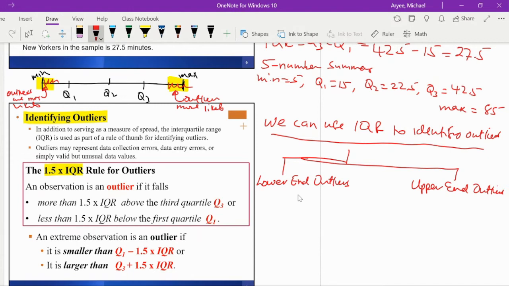Okay, so when we talk about lower outliers, we are talking about somewhere here. When we talk about upper outliers, we are talking about somewhere here. The lower outliers are anything below Q1 minus 1.5 times the interquartile range, and this side is anything above Q3 plus 1.5 times the interquartile range. All right, so that is the formula.